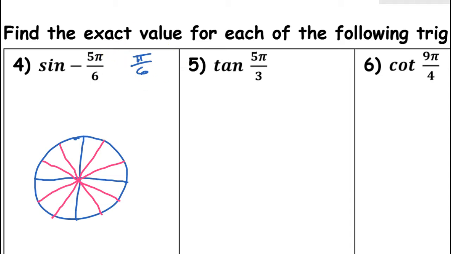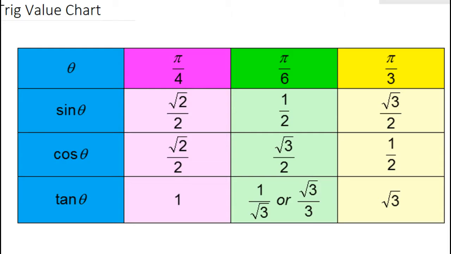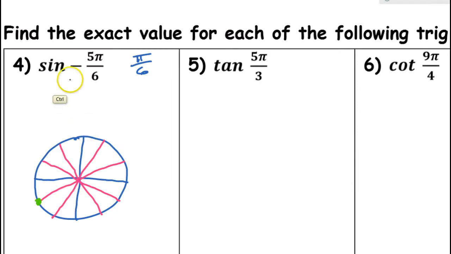Okay, so negative 5 pi over 6 would be like this. This would be negative 1, 2, 3, 4, 5. So this would be the terminal side of negative 5 pi over 6. Now, because of the chart, we know that the sine of pi over 6 is 1/2. So the sine of negative 5 pi over 6 is also going to be 1/2, except maybe it needs a negative sign, depending on the quadrant.